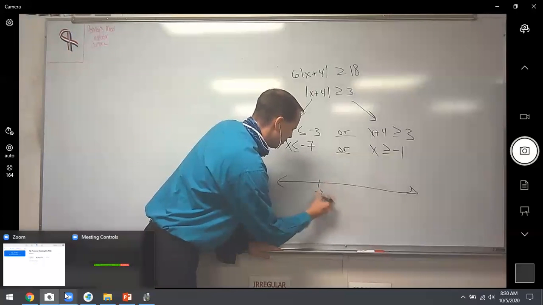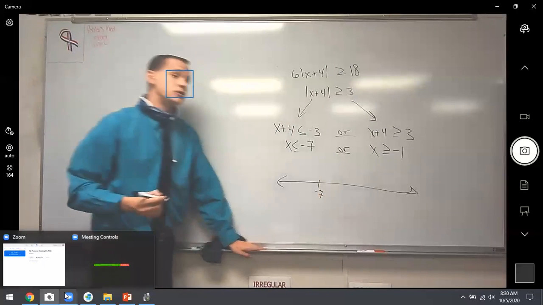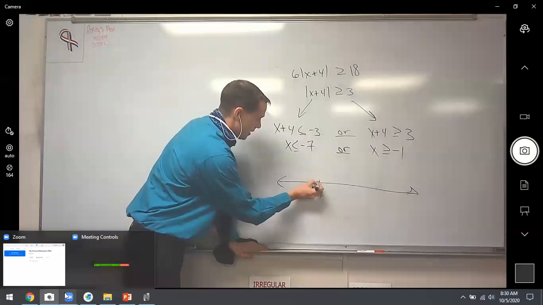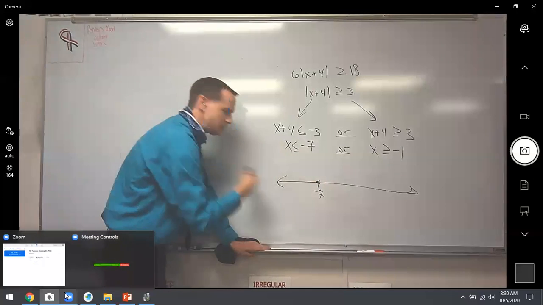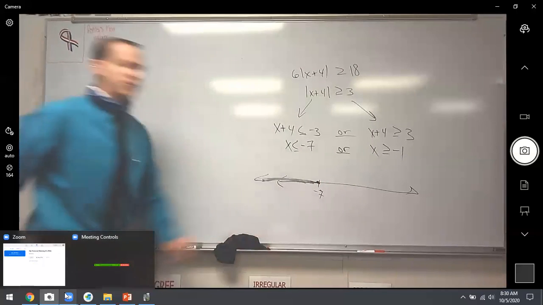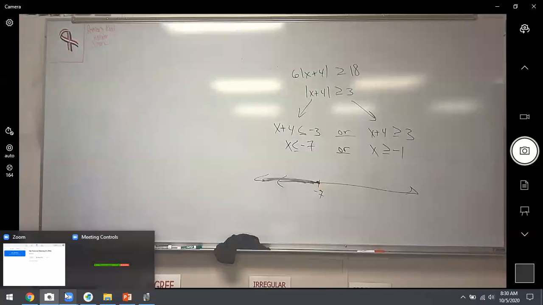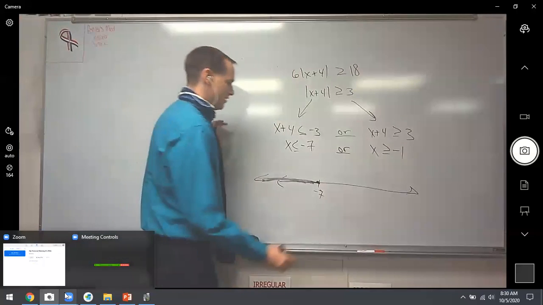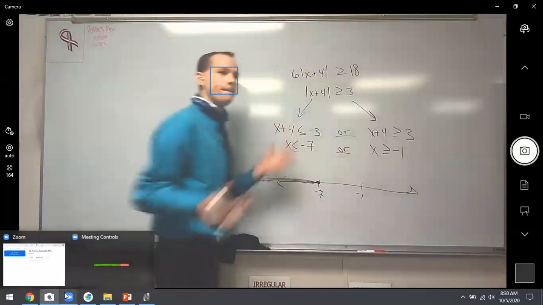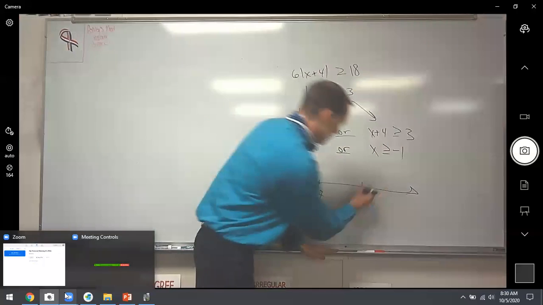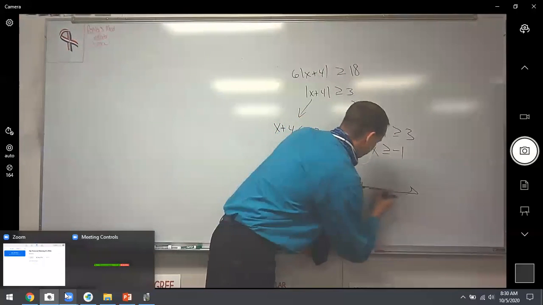So wherever -7 is, should I put a closed or open dot? Closed. Yes, I should. And then everything less than it. So to the left. So basically shaded way over to there. Fair enough. That's that piece. The other pieces are x is greater than or equal to -1. Here's, say, -1. This piece also has a closed circle, right? And we're looking for greater than that.